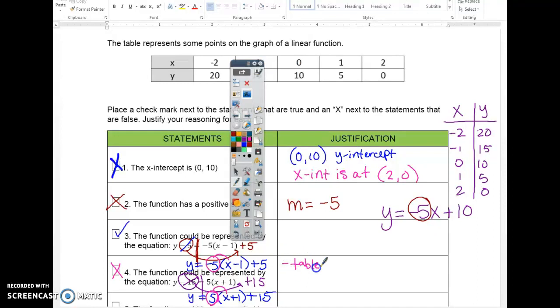Table doesn't match. Graph doesn't match. Slope is positive. Okay, you don't have to name all of them. You just pick one. So now do you know how to do the rest of the paper?